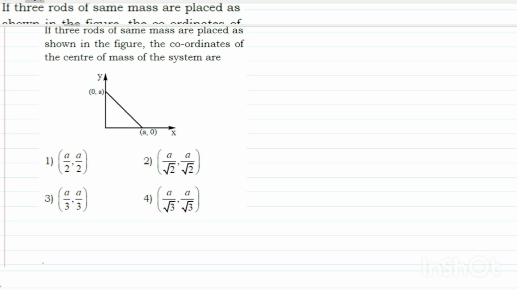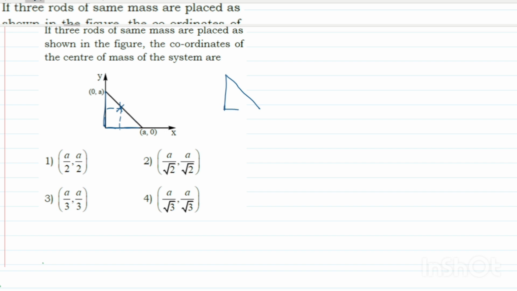Now students, here 3 rods of the same mass are given. This is one rod, here is another rod, and this is the third rod. It is lying on the x-axis at a comma 0, and 0 comma a is given. This side is a and this side is also a, so the center of mass will be located somewhere else, along the x-axis and y-axis. I am going to enlarge this portion like this.